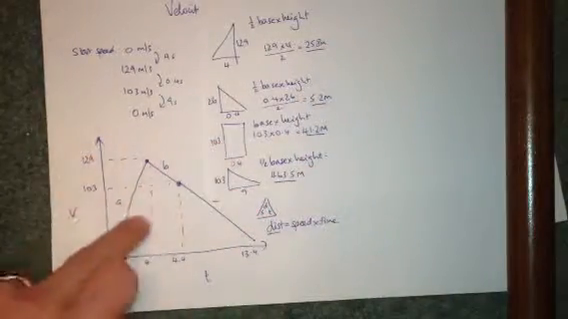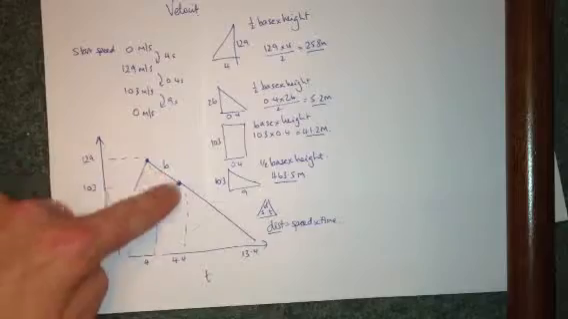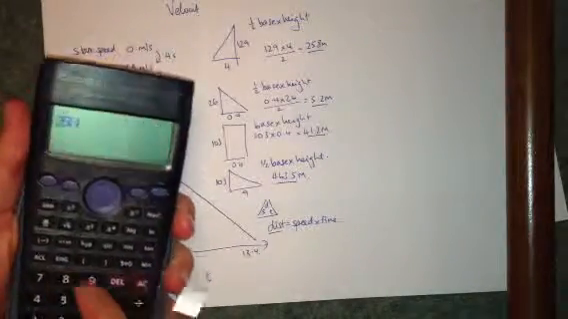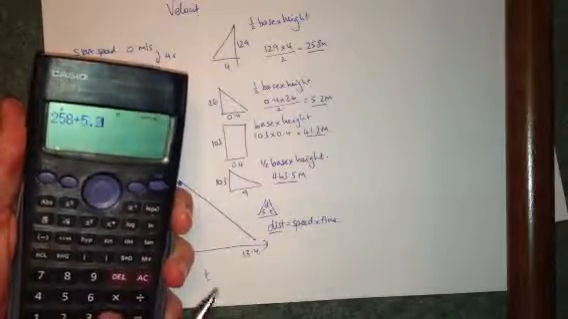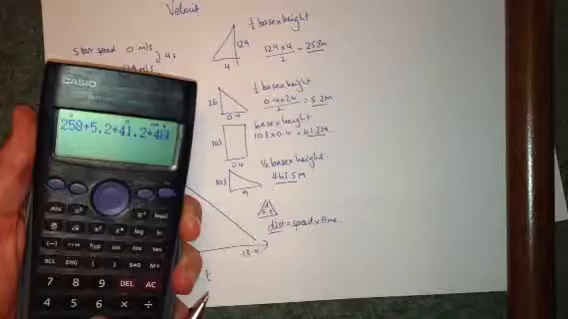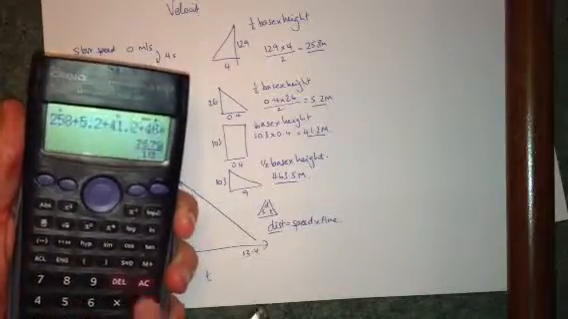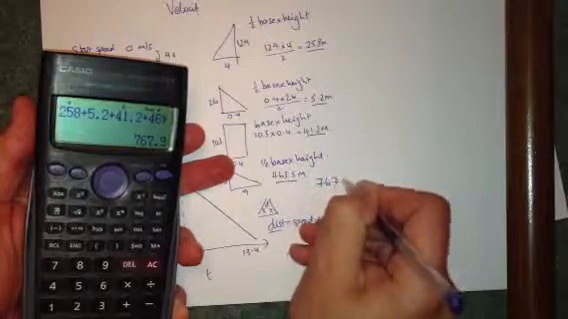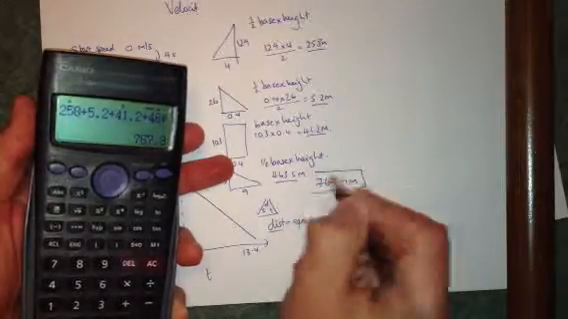So to find the total distance travelled, it's a case of adding up the 4 numbers, the 4 segments, so 1, 2, 3 and 4. So if you add those together, 258 plus 5.2 plus 41.2 plus 463.5 gives you a total distance of 767.9 metres.